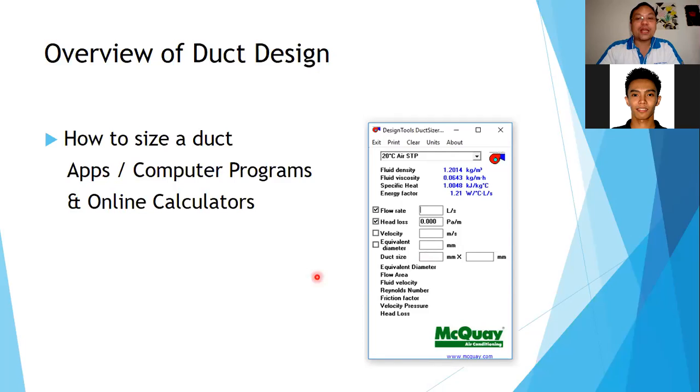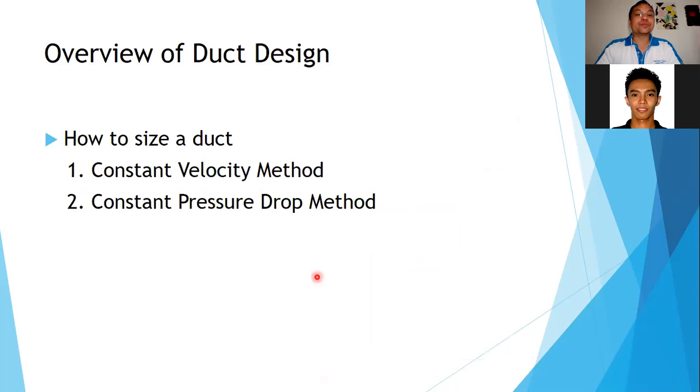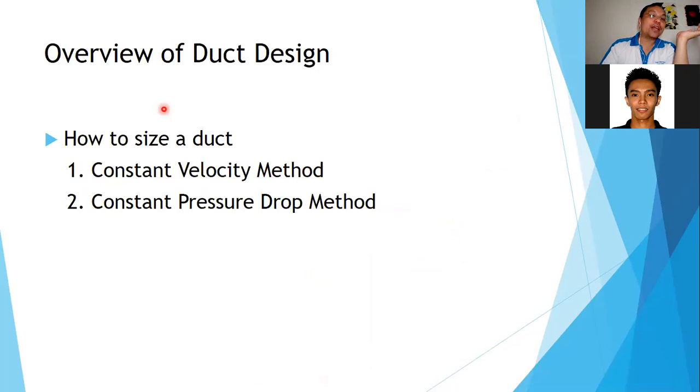So all these three, your programs, your graph, and your slide rule, give you the same thing and require the same parameters. For example, like what I said earlier, you either have your head loss or your frictional loss or your velocity, meaning your duct sizing must be based on either the constant velocity method or the constant pressure drop method. As a designer, you can choose whatever velocity you want.